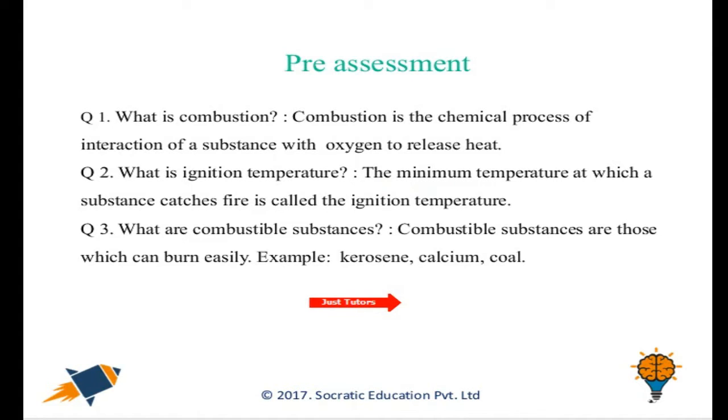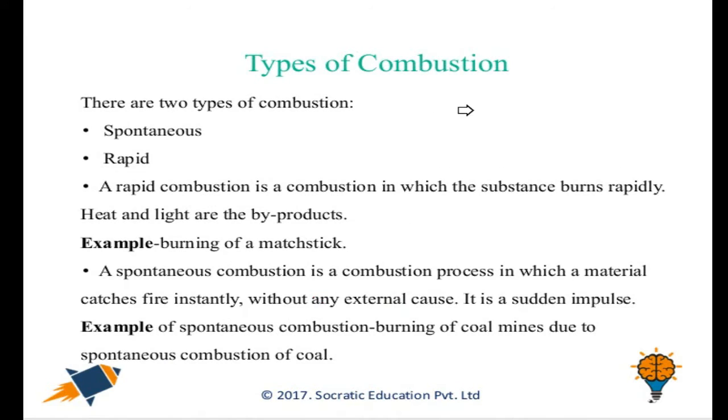Now let us move on to the types of combustion. There are two types of combustion, spontaneous and rapid. A rapid combustion is a combustion in which the substances burn rapidly. Heat and light are the byproducts, for example, burning of a matchstick, whereas a spontaneous combustion is a combustion process in which a material catches fire instantly, without any external cause. It is a sudden impulse.